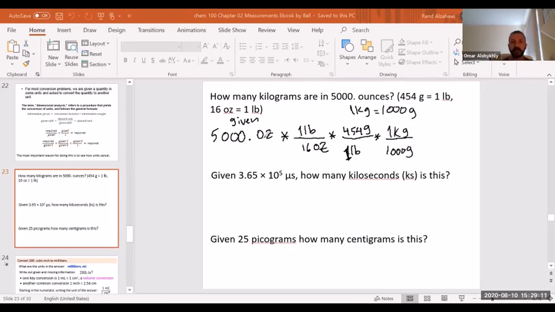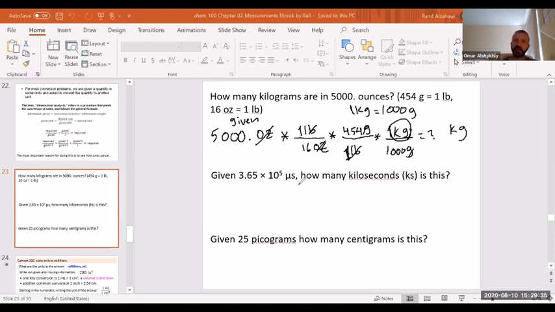Now I will be able to cancel pound with pound, gram with gram. Do the math. Okay, you will do the math later. I just want to go and give you some other examples. So you will do the math and your unit will be kilogram. Okay. That's how you will do this calculation with the dimensional analysis. Okay, let's look at another example here.